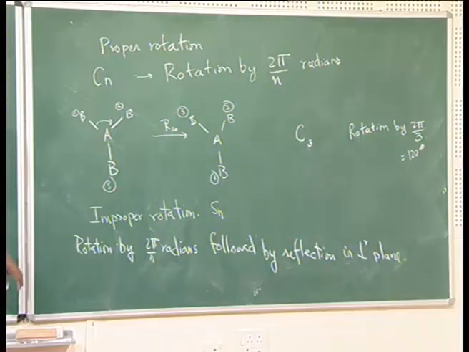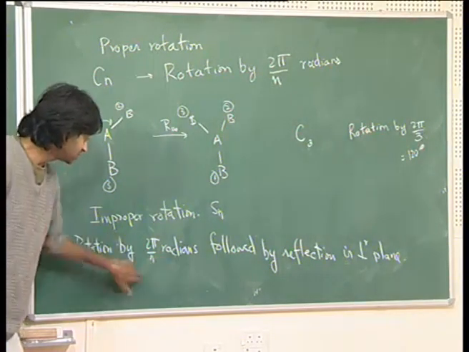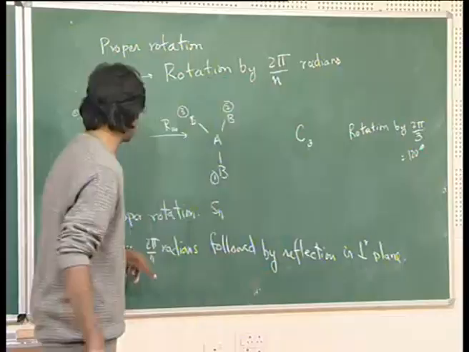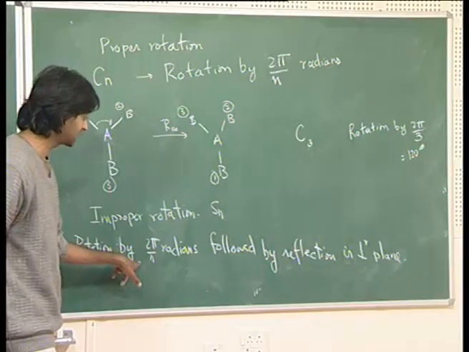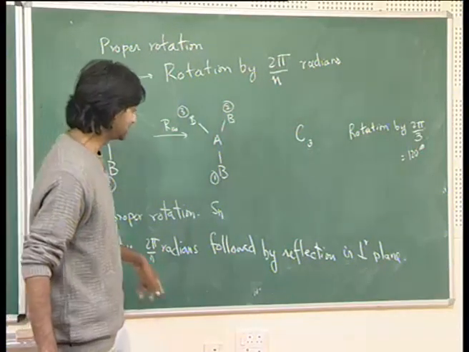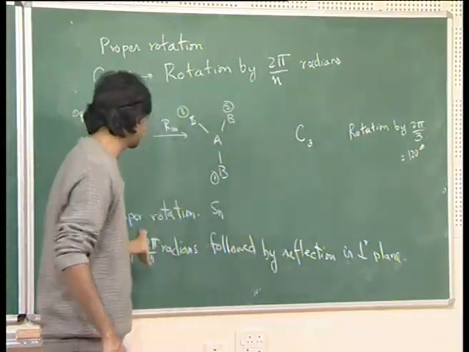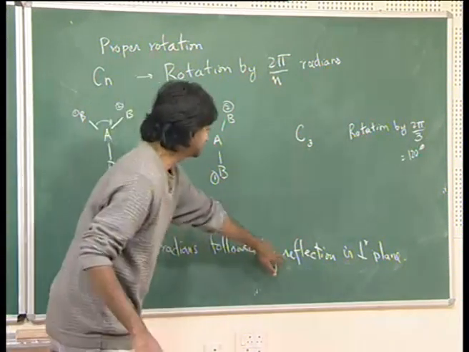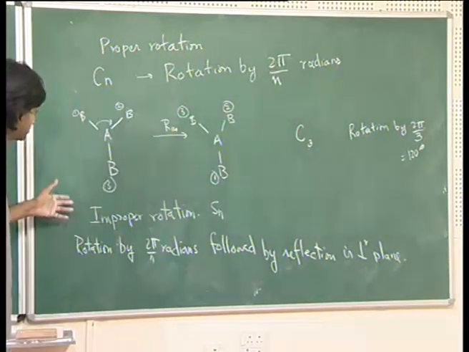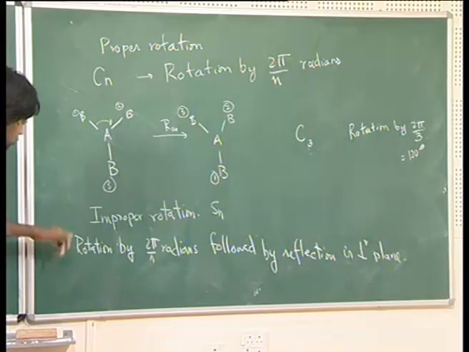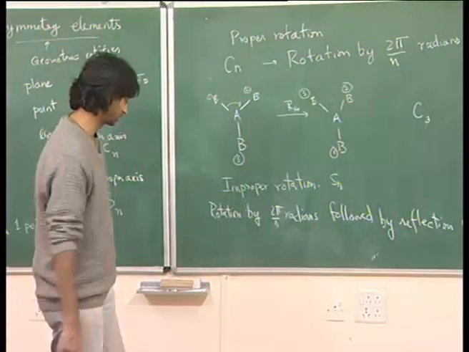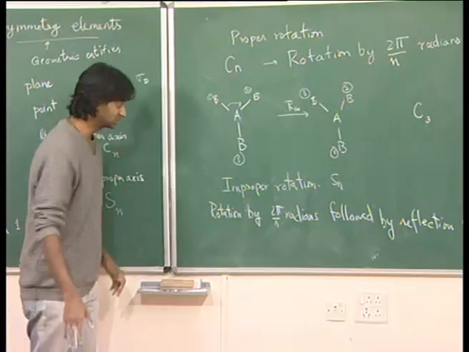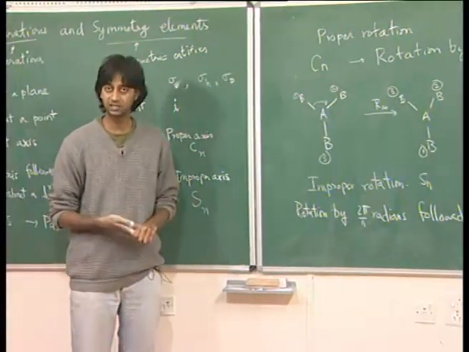Now clearly, if each of these is a symmetry element, if rotation by 2 pi by n is itself a symmetry element, and reflection is also a symmetry element, then clearly their product will be a symmetry element. That is actually a very trivial case when you have an Sn, when you have both a Cn and a sigma perpendicular, but there are cases of molecules where you do not have Cn and sigma perpendicular, and you still have an Sn. So this is where we will continue in the next lecture.